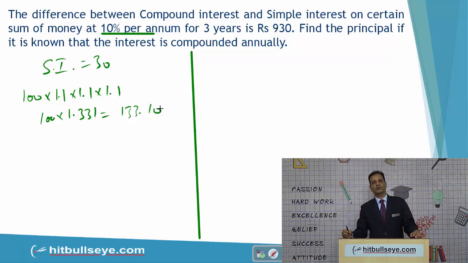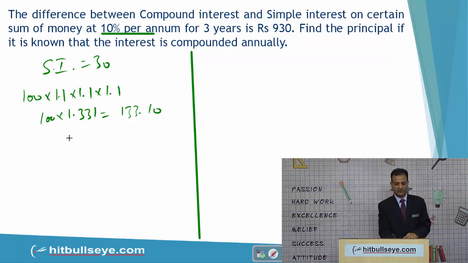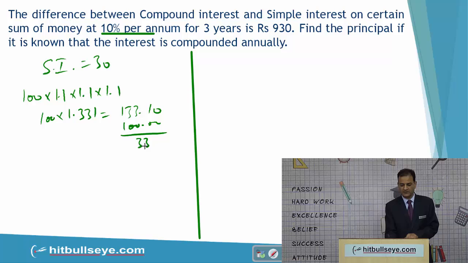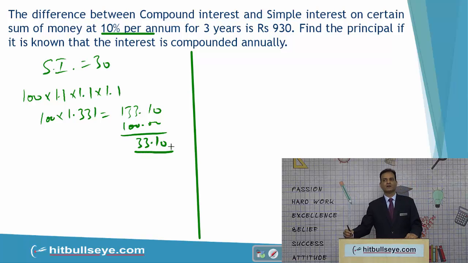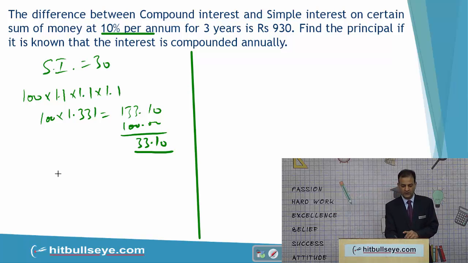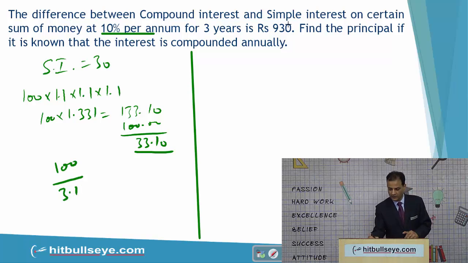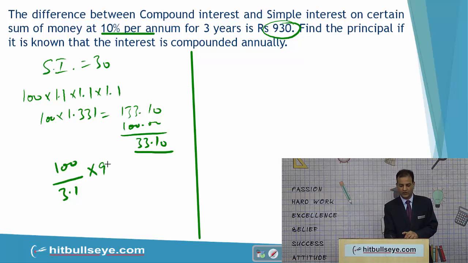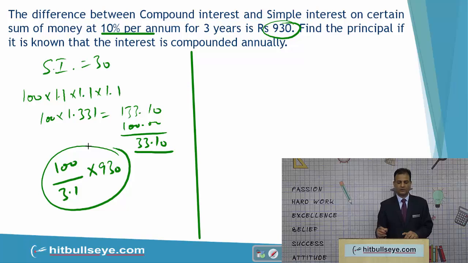And what will be the compound interest? Amount minus principal. If we deduct 100 from this, we get 33 rupees 10 paisa as the compound interest. Simple interest is 30, compound interest is 33.10, so the difference is 3.1, 3 rupees 10 paisa. This 3 rupees 10 paisa is the difference on rupees 100. What is given here? 930. For 930 I have to find the principal, so I will multiply into 930 and straightaway you can get the answer.